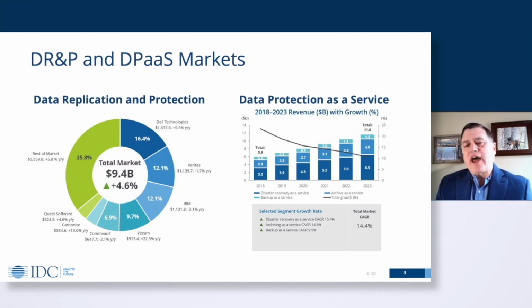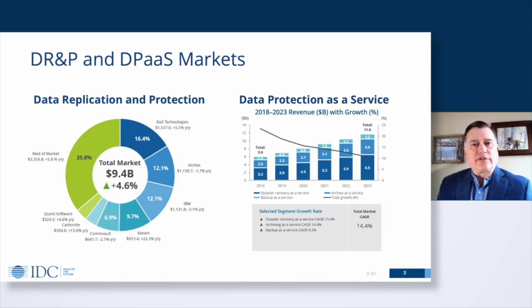The second part of that is what we call data protection as a service, and this is the DR as a service, archive as a service, backup as a service type of market. And it's an area which we see growing at about 14.4% currently. We expect it to be about a $7 billion market in 2020.